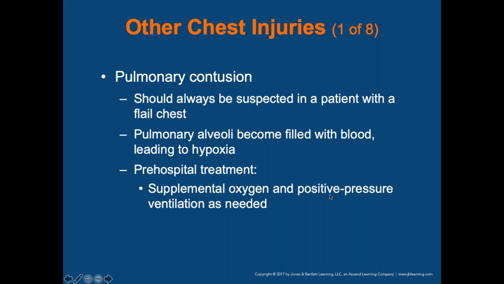Some other chest injuries we're going to come in contact with are pulmonary contusions, which should always be suspected in a patient with flail chest. Pulmonary alveoli become filled with blood, leading to hypoxia. Right? Remember that our alveoli are where the gas exchange happens from the lungs, where oxygen comes in and carbon dioxide comes out. So we need to provide supplemental oxygen and positive pressure ventilation as needed.